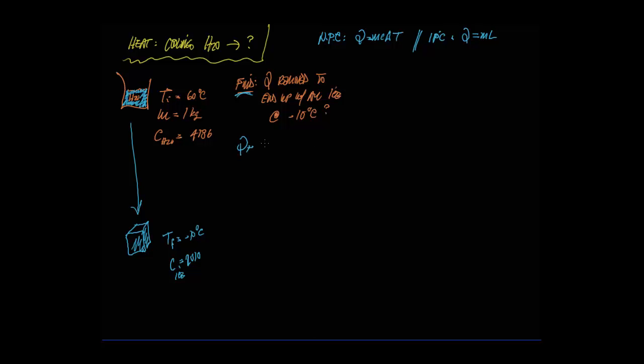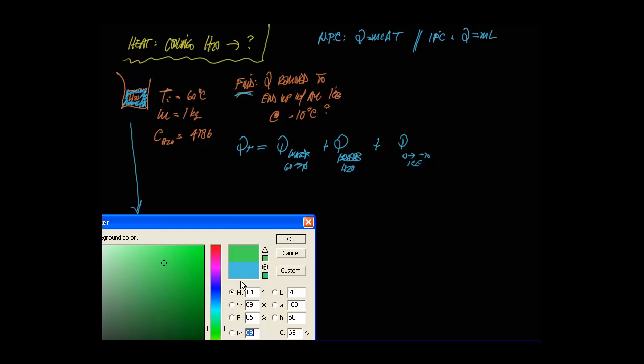Well, Q total is going to be how much energy it takes to take the water from 60 to 0, the freezing point, then how much it takes to freeze the water, or convert it from liquid to solid, and then how much to go from 0 to minus 10 when it is all ice. So we really have three mini problems inside of this problem. Let's go through these one at a time.